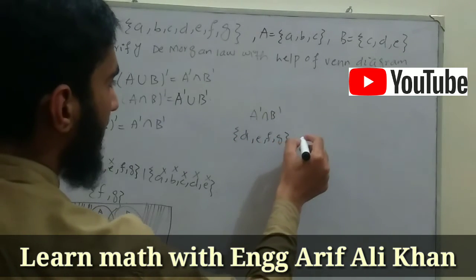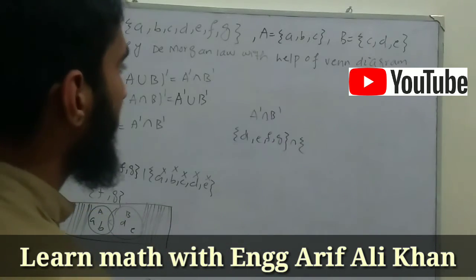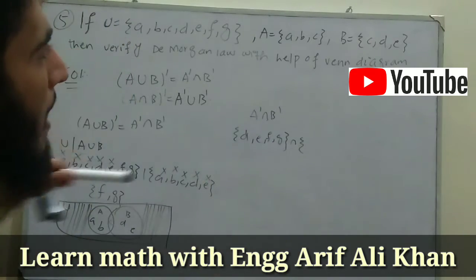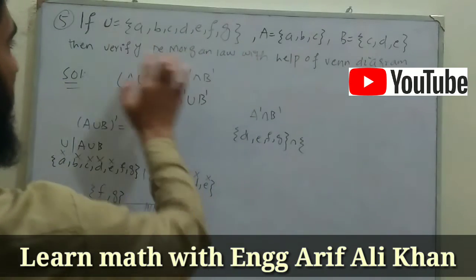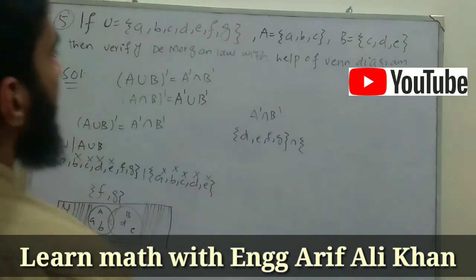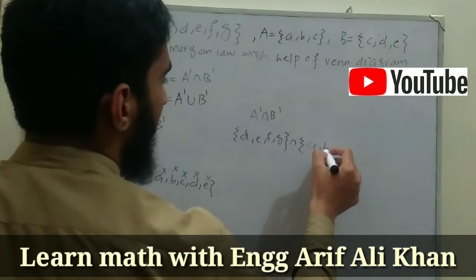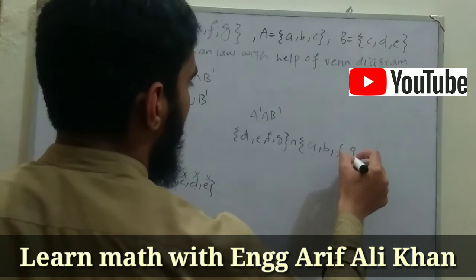Here is an intersection sign. Here is B complement. B complement means subtraction of B from the universal set. The common elements are C, D, E, so remove them. We are left with A, B and F, G. So A, B and F, G are the B complement.